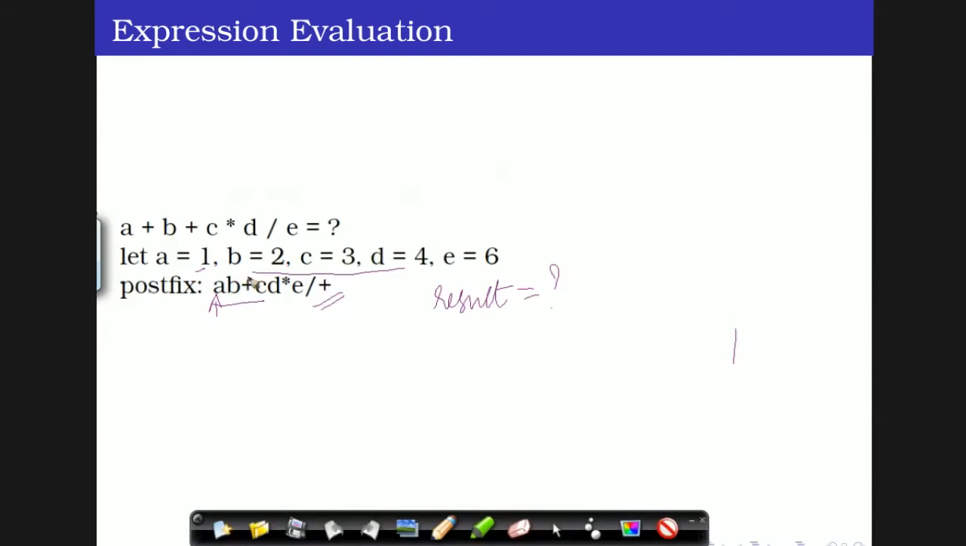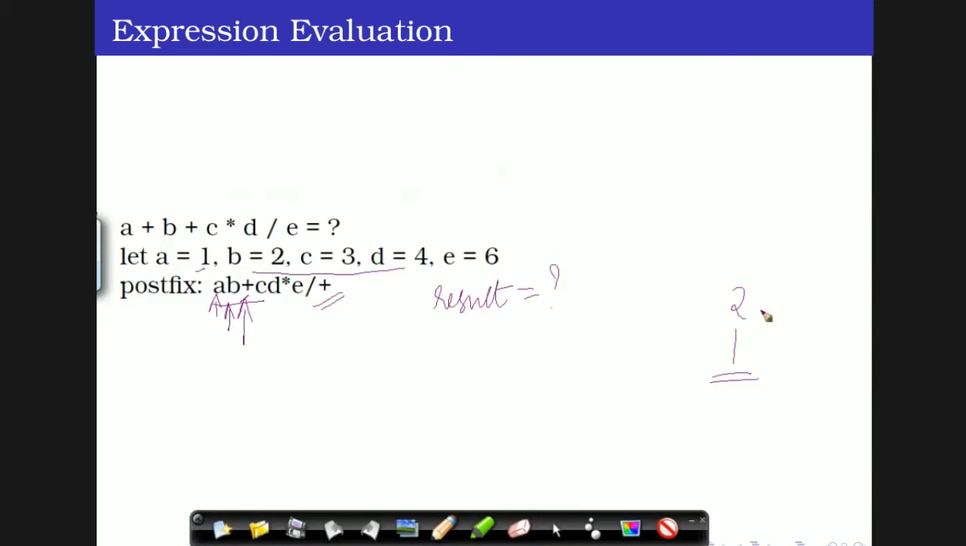And then what is the next element? That is B. So B, what will we do with B? Nothing, because it is just an operand, so we will again put it aside. That is 2. Now what is the next element? The next element in the postfix expression is plus. So plus is nothing but an operation. So here we have to operate on something. So what are the already existing elements with us? 2 and 1.